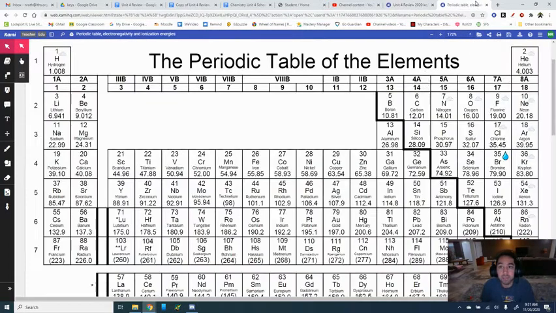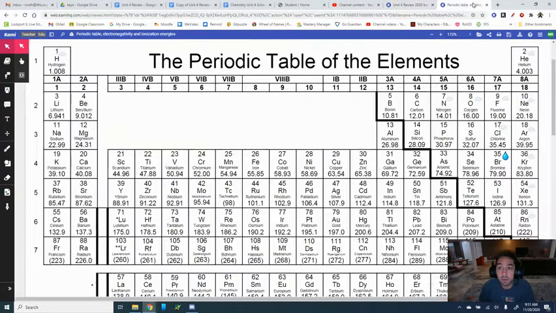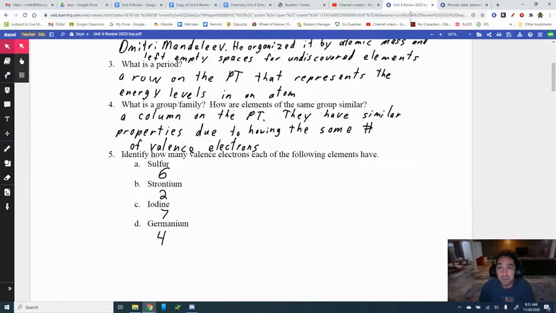Iodine is in column 7 right here. So it has 7 valence electrons. Germanium is in column 4 right here. So it has 4 valence electrons. So that's how to determine how many valence electrons an element has: just look at whatever column or family they are in, and that's how many valence electrons they have.